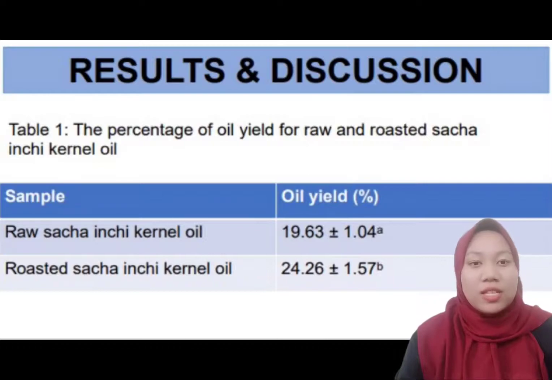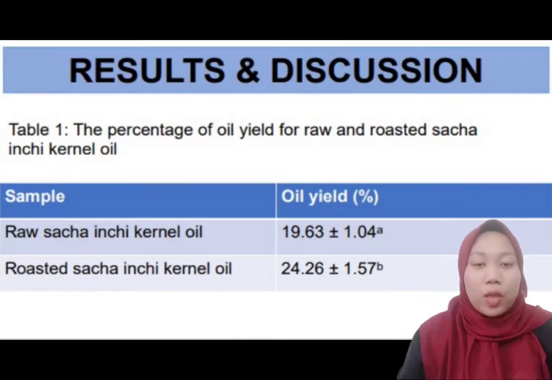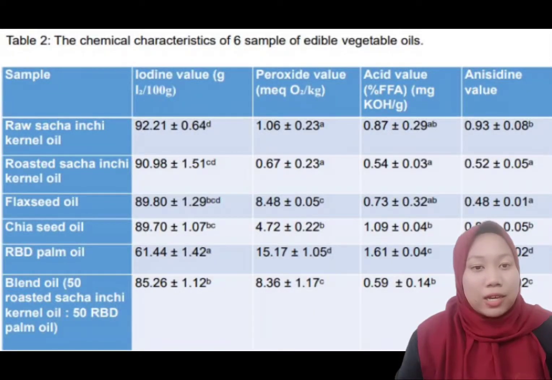Next, for the results and discussion, the percentage of oil yield of raw and roasted sacha inci kernel oil shows a significant difference. This is because of the roasting temperature, which denatured the material and improved the extractability of the oil. For the iodine value, raw sacha inci kernel oil shows the higher value, and this indicates that raw sacha inci kernel oil has a high amount of unsaturation. Then RBD palm oil shows the highest peroxide value and aniline value. This means that RBD palm oil had the fastest oxidation compared to the others.